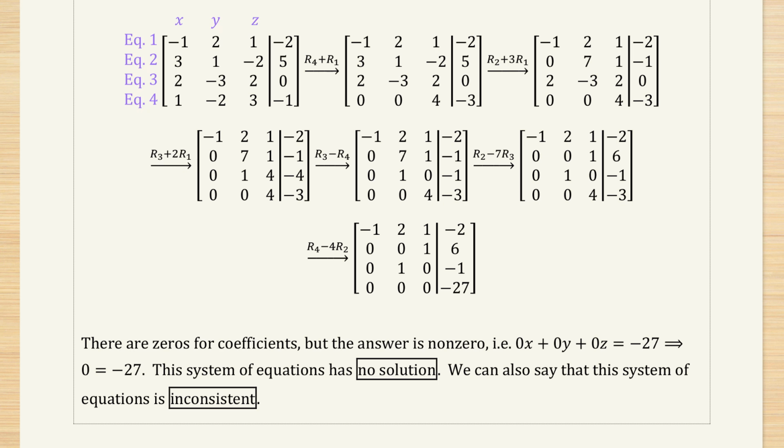Another comment I want to make is that we actually don't need to solve the system fully to get into row echelon form or reduced row echelon form. In the case of an inconsistent system, as soon as we see a bunch of zeros for coefficients and then a non-zero constant, we can automatically say that the system has no solution.